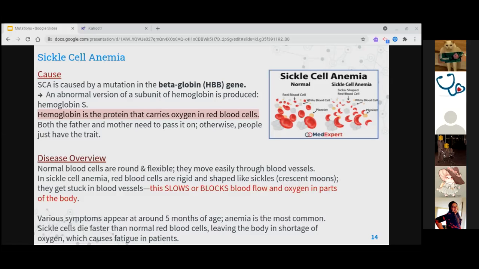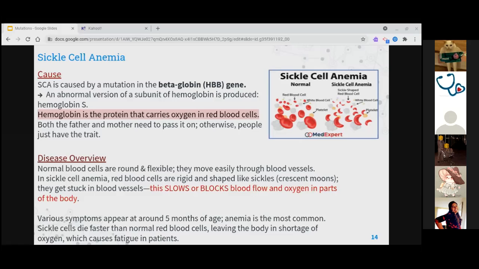So as one could expect from this, various symptoms can appear in people, which usually show up at around 5 months. And the most common of them is anemia. Sickle cells break apart easily and die, leaving patients with too few red blood cells. Normal red blood cells usually live for about 120 days before they need to be replaced, but sickle cells die 10 times faster. They usually need to be replaced after 10 to 20 days. So that leaves the body in a shortage of red blood cells and therefore in a shortage of oxygen, which makes people very fatigued and has other numerous side effects in patients.